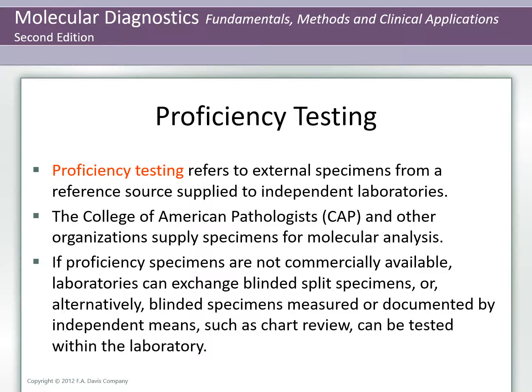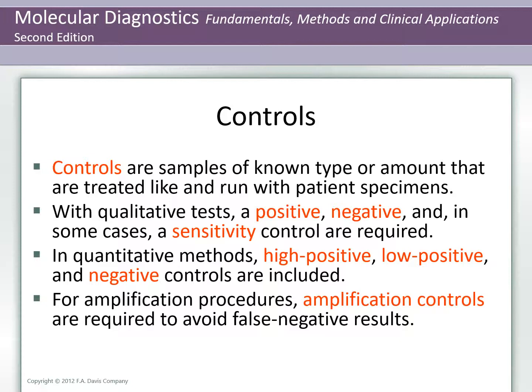Proficiency testing is also particularly important in molecular testing for those FDA-modified tests. In these situations, proficiency testing assures the accuracy and reproducibility of the test results and that they're satisfactory for patient testing. Controls are another important component of molecular diagnostic testing that are required to be performed as part of validation studies, but also routinely in molecular testing. Controls are samples of known type or amount that are treated like and run with patient samples. Interpretation of test results always includes inspection of controls and standards to verify acceptable test performance.